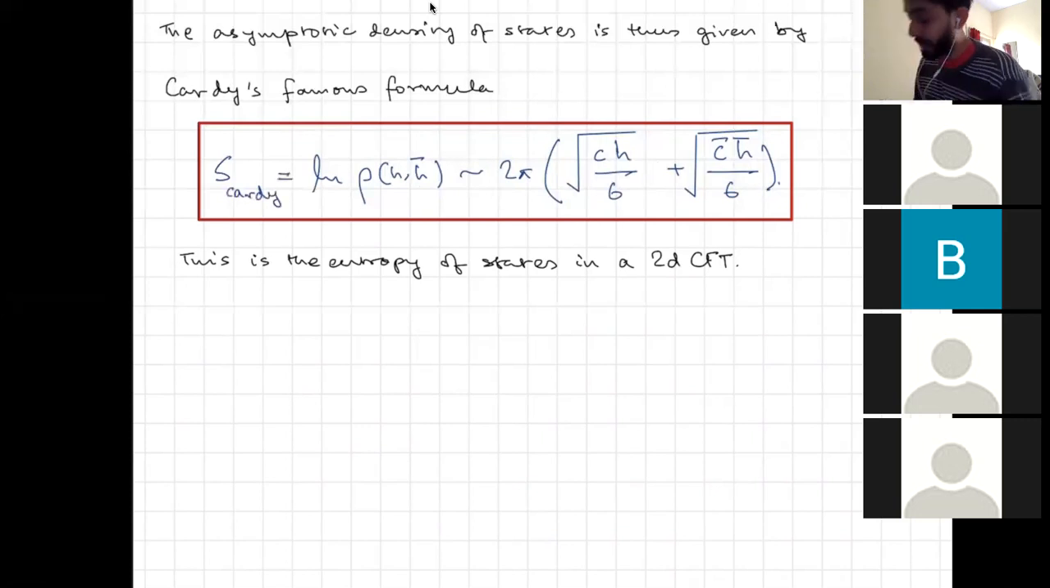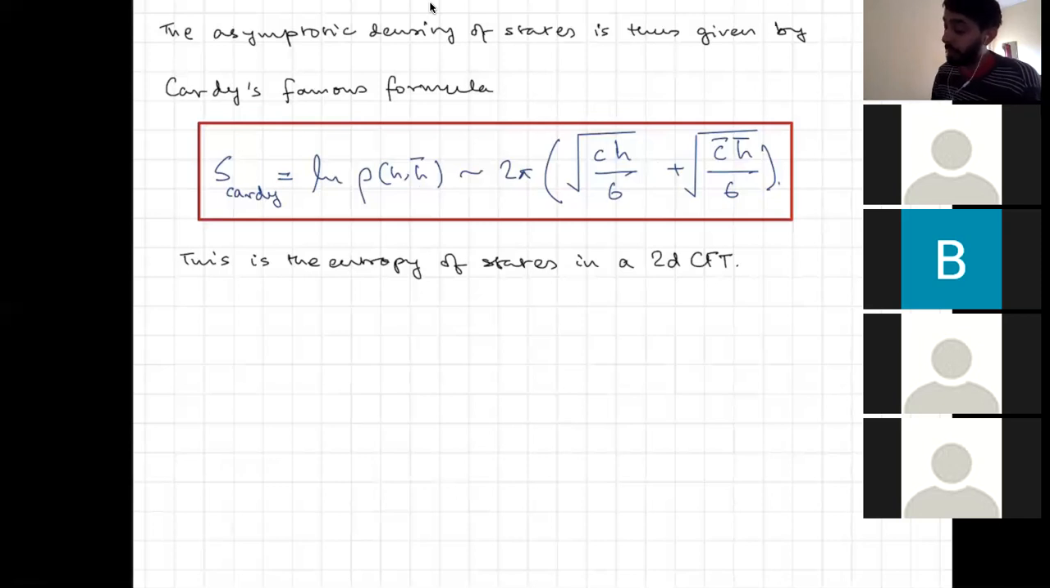This is given by the log of the number of states, and that is 2 pi times square root of ch over 6 plus square root of c bar h bar over 6. So this is the entropy of states in a two-dimensional CFT. As you can see from here, this is entirely obtained by just looking at what the central charges of these guys would be and what the weights would be. Okay, so that is all.